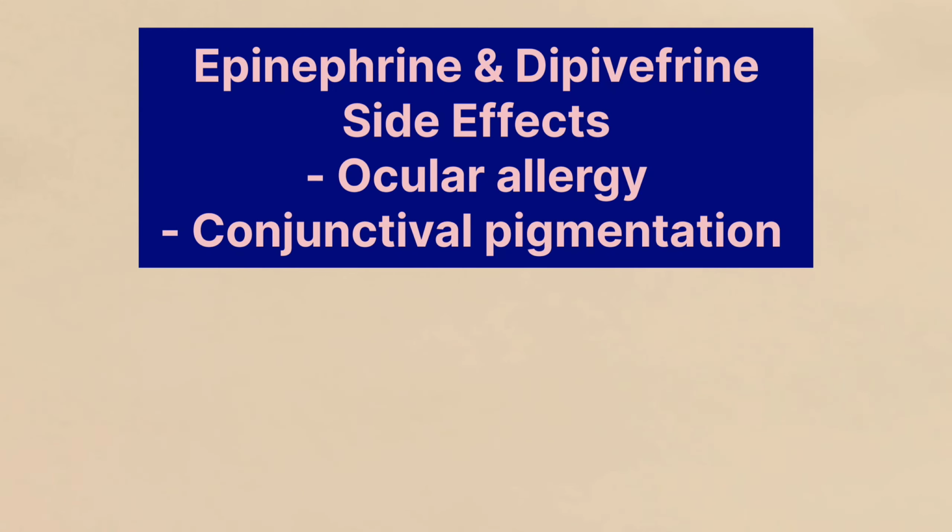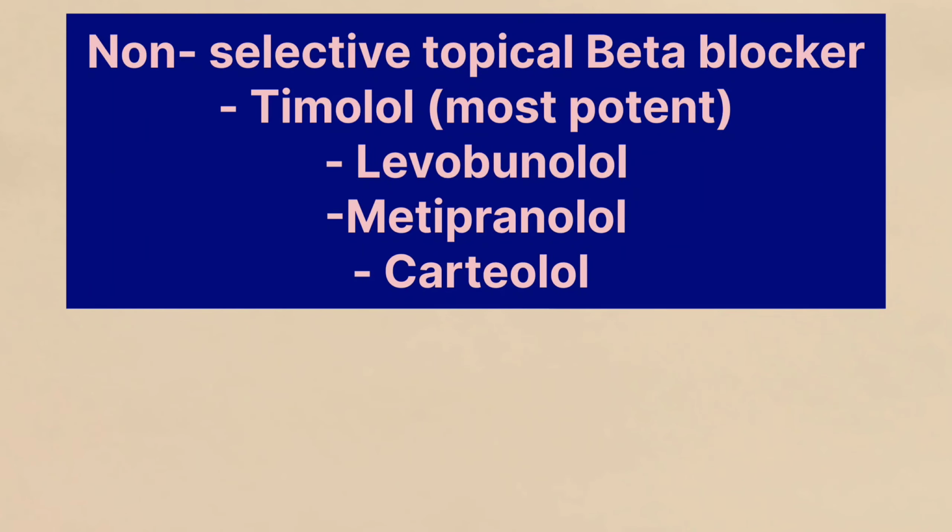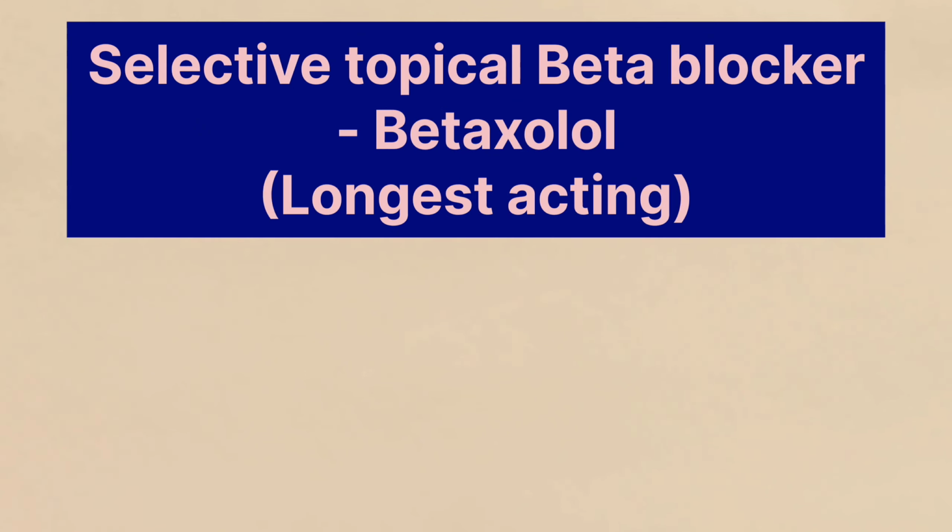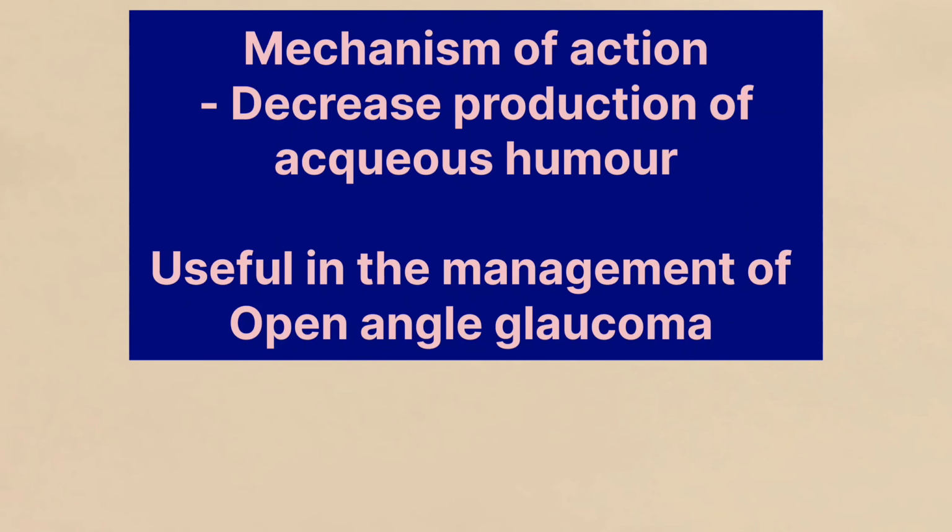The next group is beta blockers. Topical beta blockers can be classified as non-selective and selective. The non-selective beta blockers include timolol, which is the most potent agent, and the other drugs are levobunolol, metipranolol, carteolol. The selective topical beta blocker is betaxolol. So it is the longest acting beta blocker. The mechanism of action is decrease aqueous production. It is used as a second line management in open angle glaucoma.